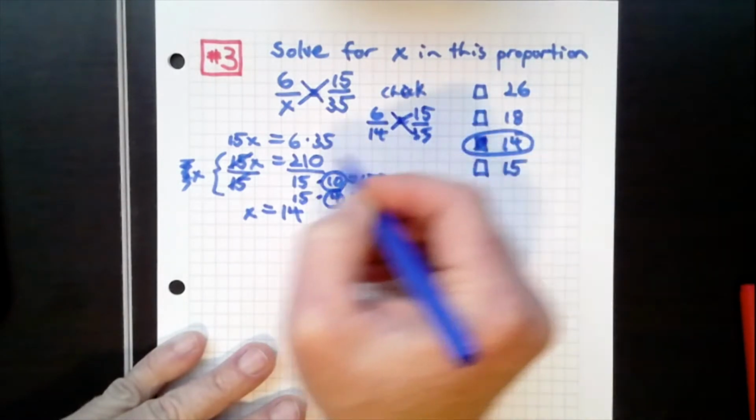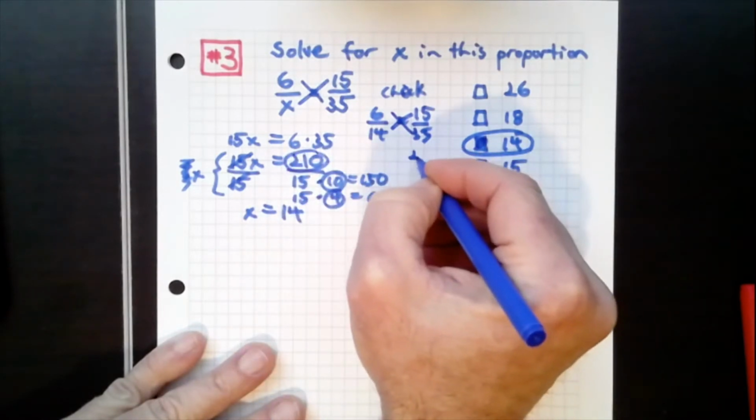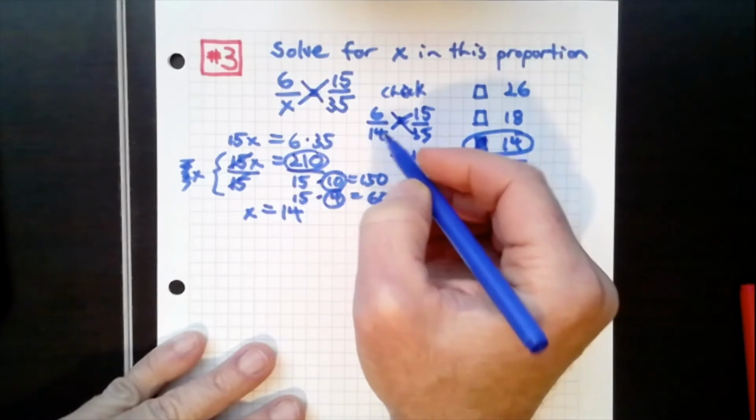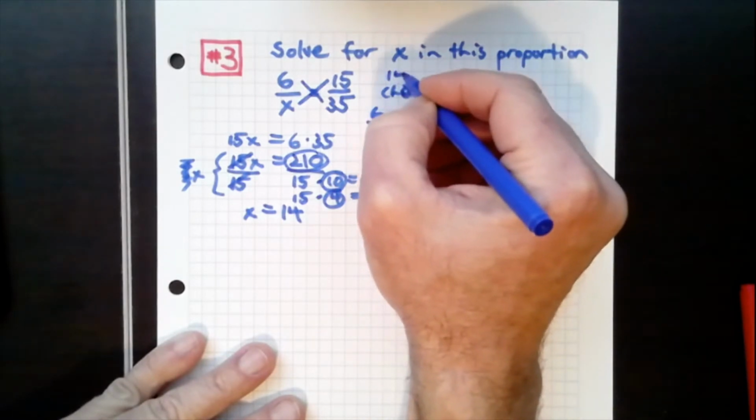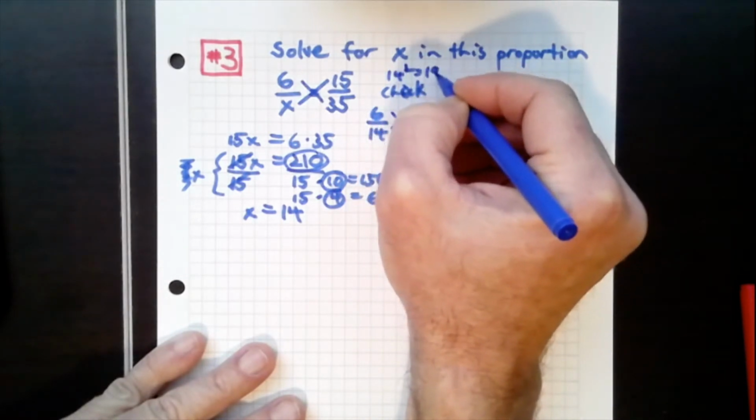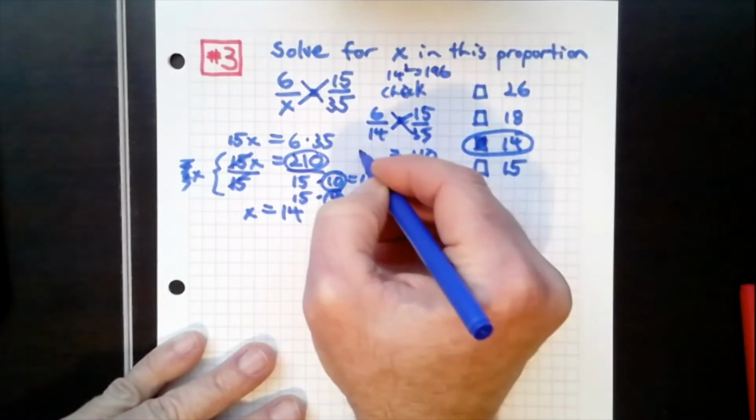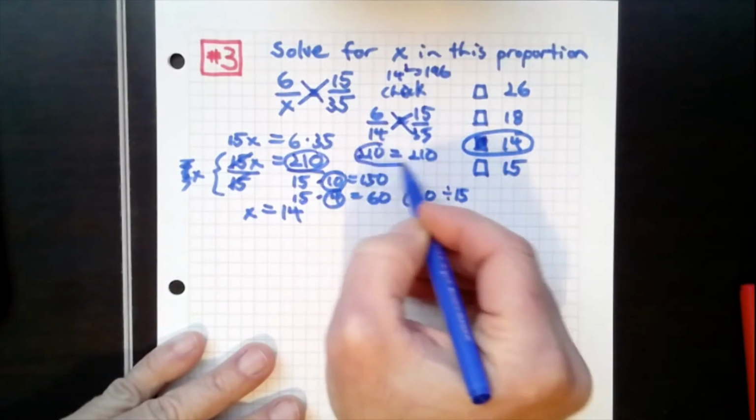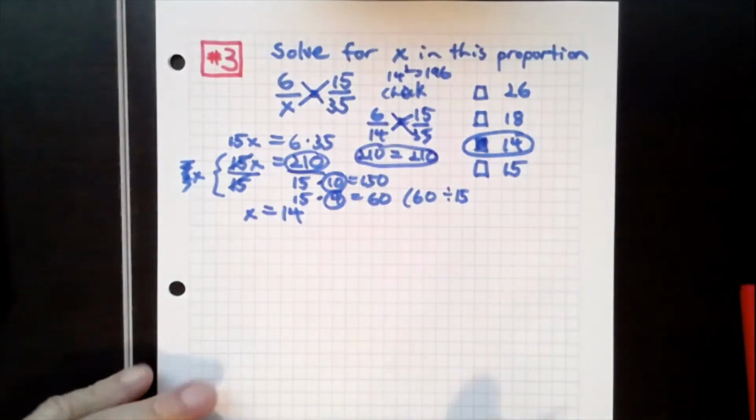6 times 35, we already know, is 210. 14 squared is 196, but there's 15 of them. So since the cross products are equal, that means my answer is correct.